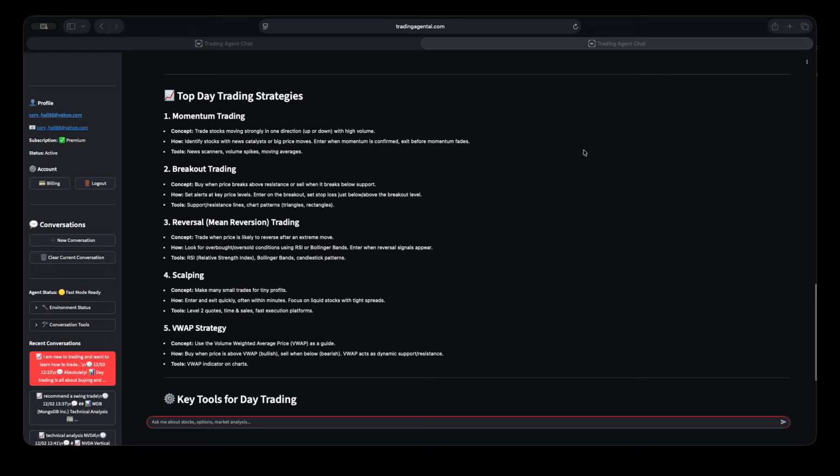And then it found some support there, broke above. So you can see the buyer stepping in, driving up that price. And then the seller stepping in and saying, okay, I want to take my profits. And that drives the price back down.